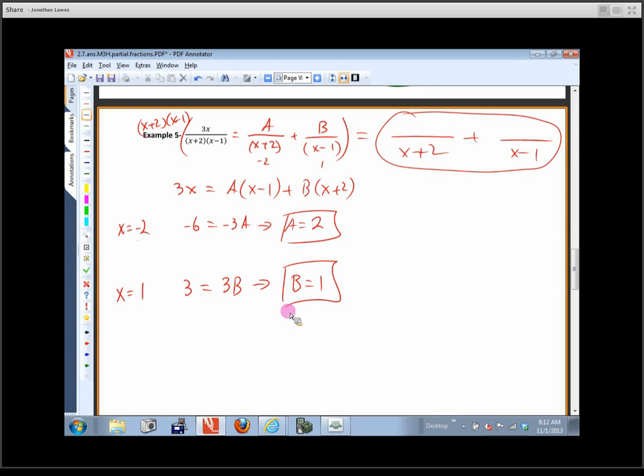Pretty easy, right? Okay. So I'm going to come up here, and the a was over the 2, so I'm going to put a 2 on here, and I'm going to put a 1 on here, and that right there is the answer.